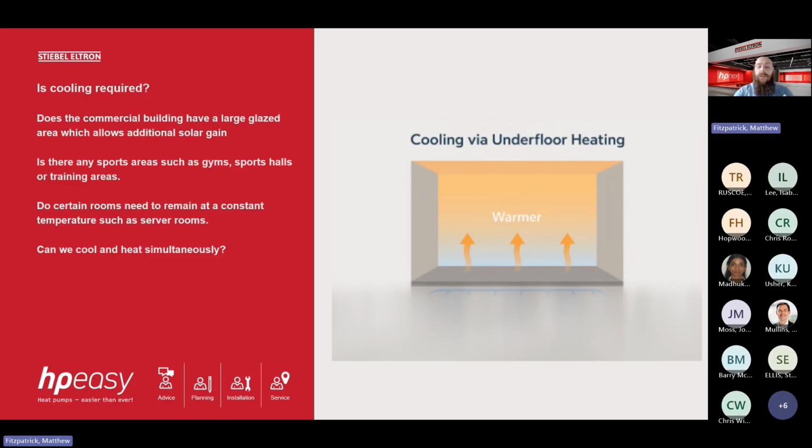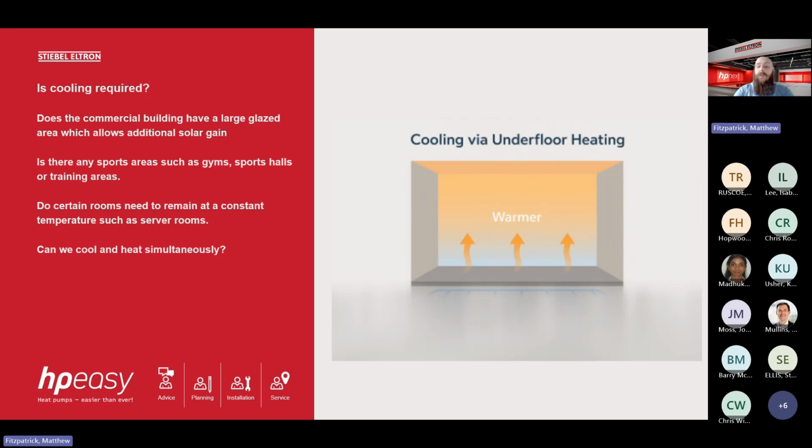Then we look at the actual building type. Is it a sports area? Is it the gym? Are there sports halls or training areas? Do we need to keep these areas cool and potentially heat other areas such as offices, potentially changing rooms, shower areas? Do we need to keep these warm whilst we're cooling? If this is the case, then we can look at a simultaneous heating and cooling system with an air source or ground source heat pump.